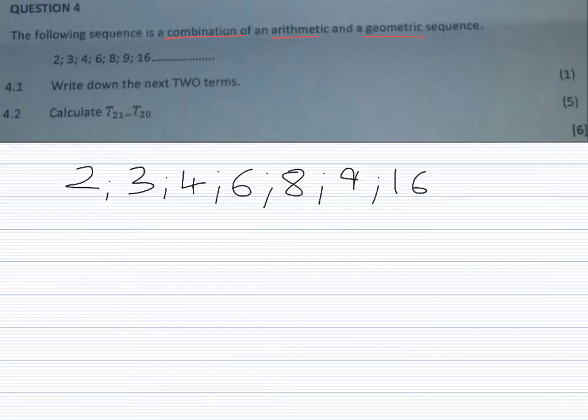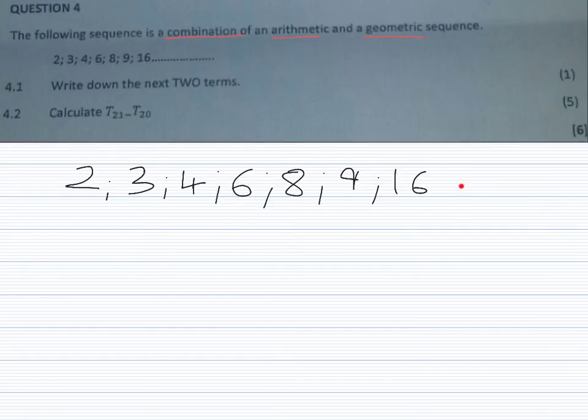We can just see that if you look here, every odd numbered term, so it's term 1, 3, 5, and 7, is a geometric sequence. Why? Because they have a common ratio, and the common ratio is 2, because 2, 4, 8, 16 are clearly being multiplied by 2, so therefore this is the geometric pattern. Then the even numbered terms, terms 2, 4, and 6, which are 3, 6, 9, are arithmetic because you're adding the same number.